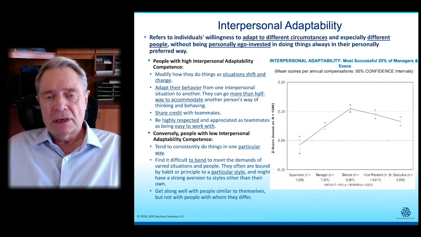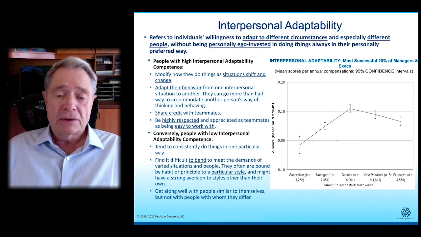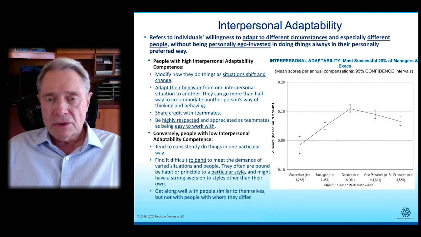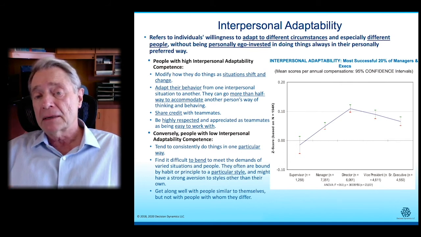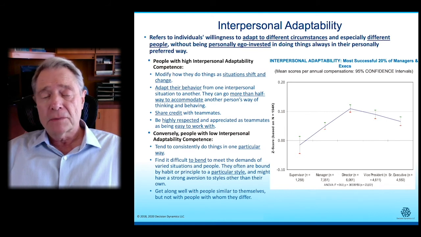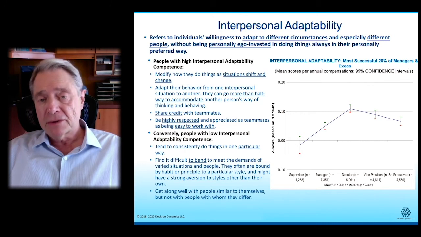Here I'm showing the average scores of the most successful people at each of the 5 levels again. And now you see that this chart looks different from the others we're looking at. We see that at the first line supervisor level, scores on interpersonal adaptability for the most successful people increase up to middle level management, and then they turn around and go back down a little bit at the very higher levels of management, at the C-suite executive level. Not all the way down to where they were as first line supervisors, but they do gradually go down.